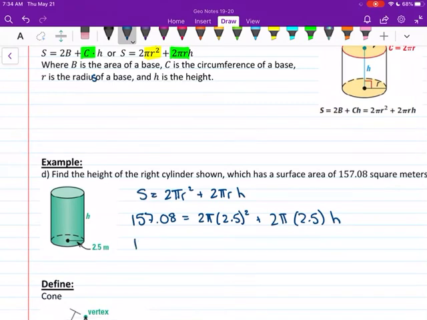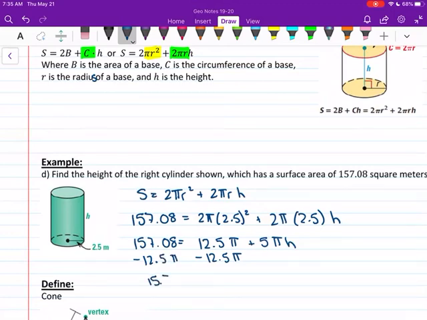Okay, so when I go ahead, my next step, 157.08 equals 12.5 times pi. Just going to keep things in terms of pi to keep it easy for now. And then 2 times 2.5 is 5, so 5 pi times h. So then I'm going to subtract 12.5 pi from both sides. So then I have 157.08. Sorry, there's an extra decimal in there, but you get it. Minus 12.5 pi equals 5 pi times h. And then I'm going to divide both sides by 5 pi.